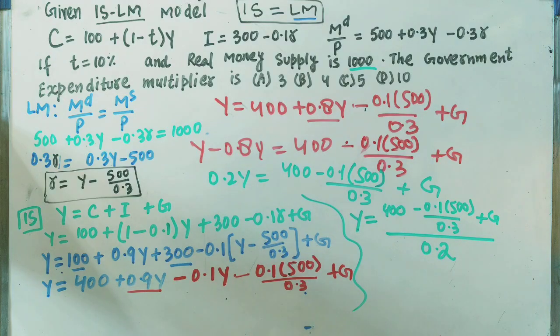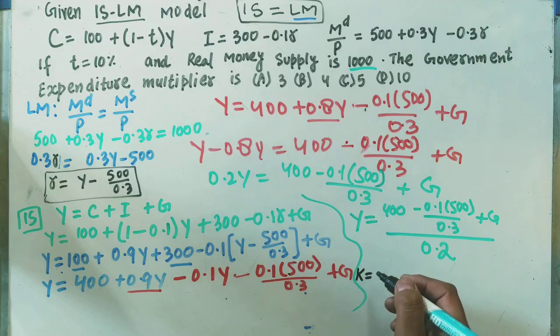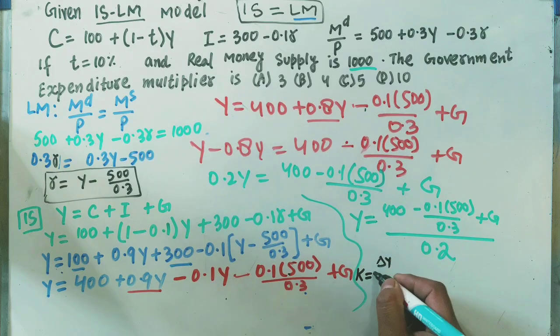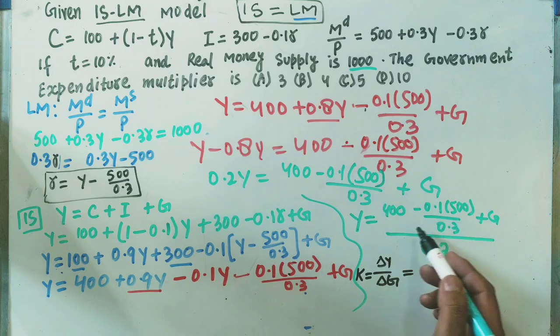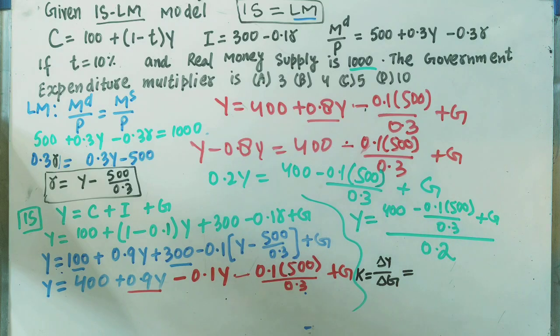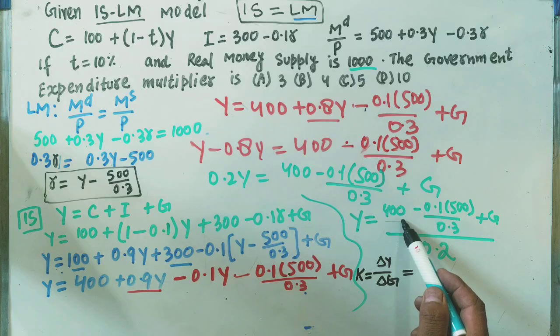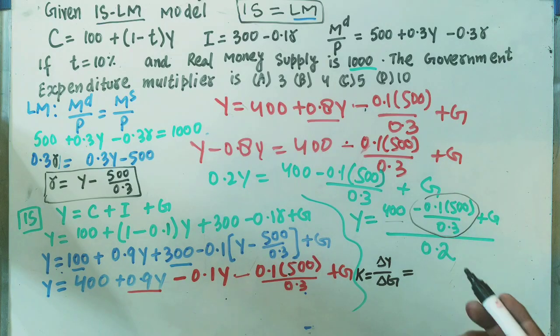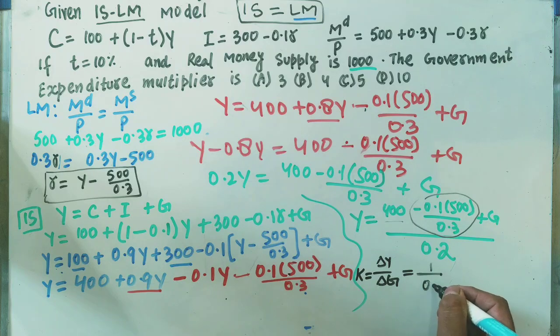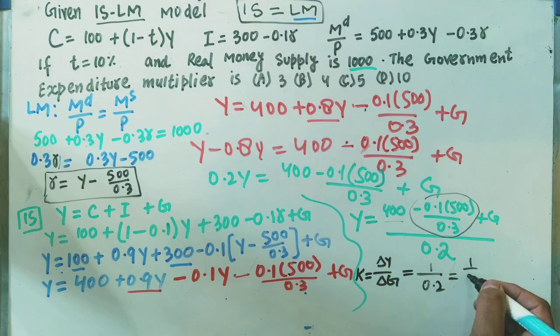Now, what is the government expenditure multiplier? The government expenditure multiplier is the change in income due to the change in government expenditure, that is, the partial derivative of this function with respect to G. The derivative of a constant is 0, this is also a constant so its derivative is 0, and the derivative of G is 1, so we are left with 1 upon 0.2, which is 1 upon 2 upon 10, which is 10 upon 2, which gives us 5 as the government expenditure multiplier.